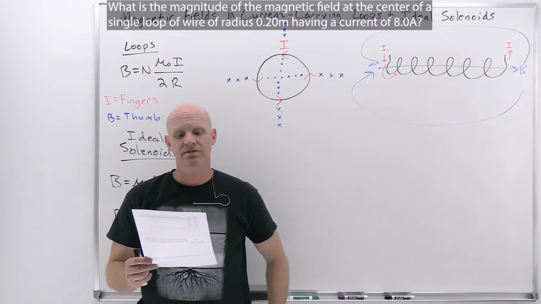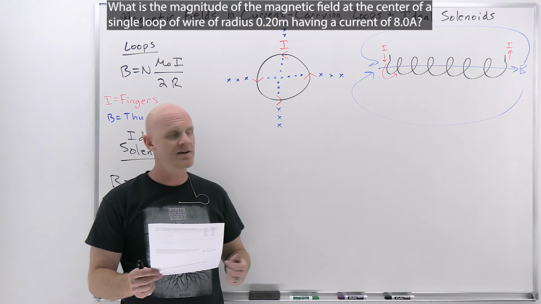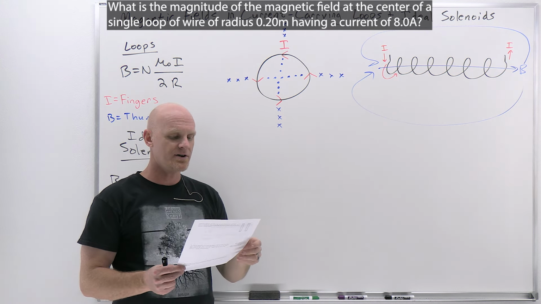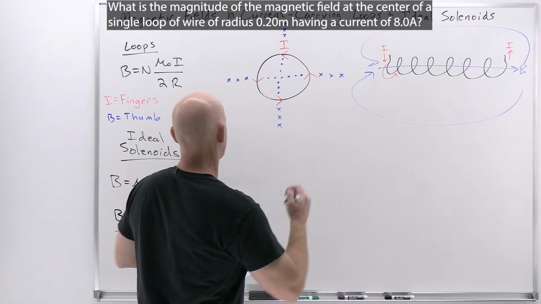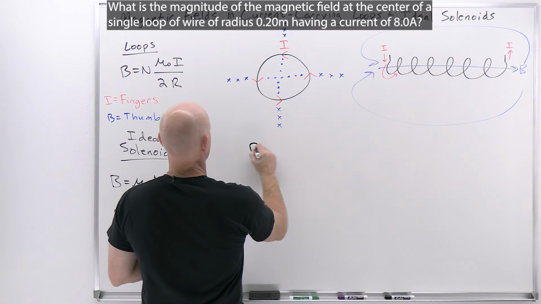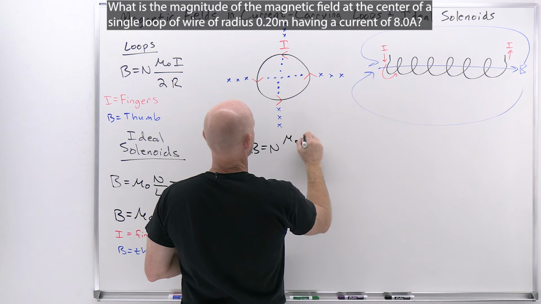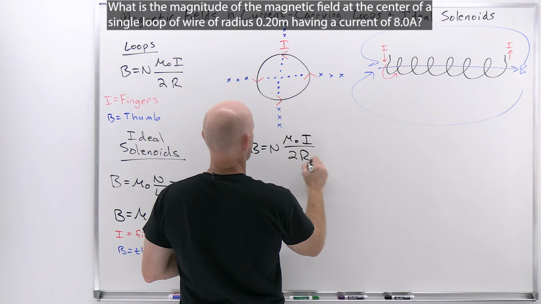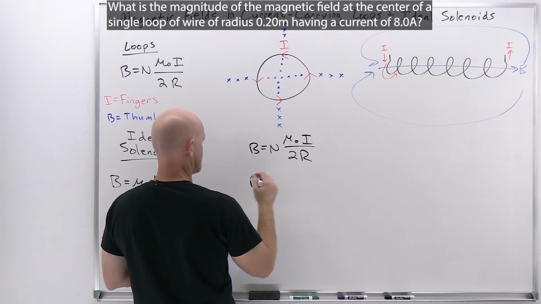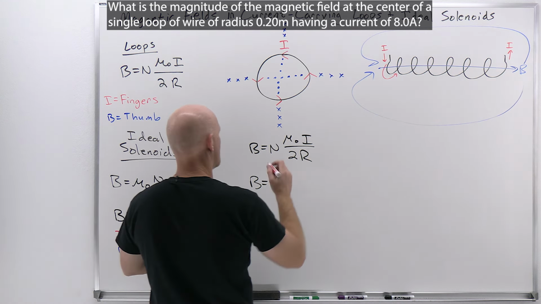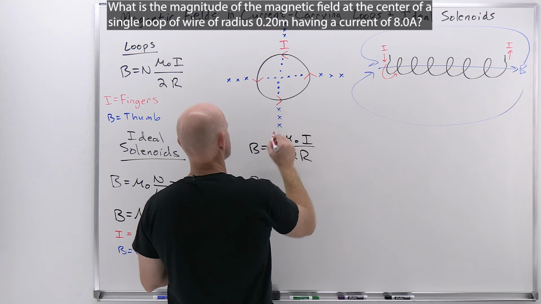First question says, what is the magnitude of the magnetic field at the center of a single loop of wire of radius 0.2 meters having a current of 8 amps? So here we're dealing with a loop, and we've got a straightforward equation here. So N mu naught I over 2R. And in this case, we've just got the single loop. And so N here is going to be 1 and kind of falls out of the equation.